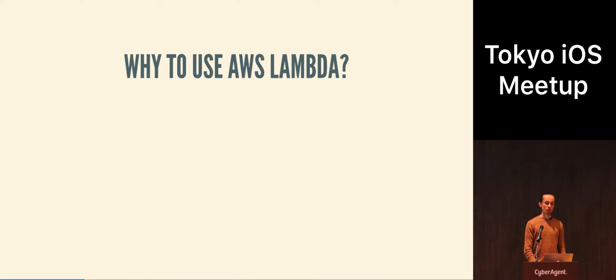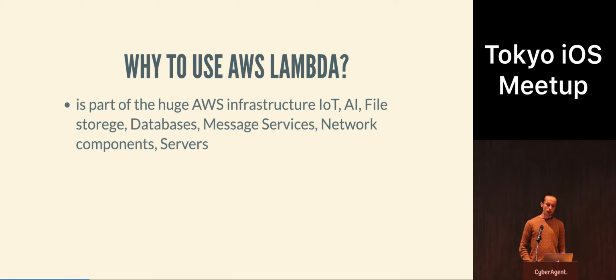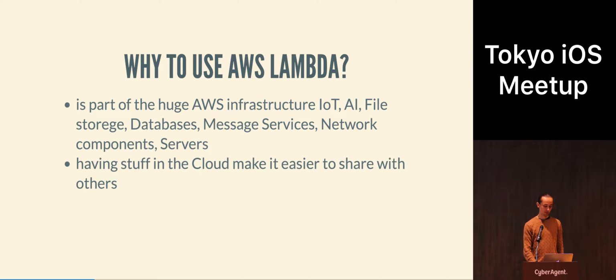So why use AWS Lambda? Before we start learning about something, it's always good to question whether it's worth it or maybe it's just a waste of time. AWS infrastructure is a pretty huge thing, and it has a lot of stuff to build your company's infrastructure. It has IoT support, AI, file storage, databases, message services, network components so we can isolate secure private networks, and you can deploy servers. So everything in the cloud.